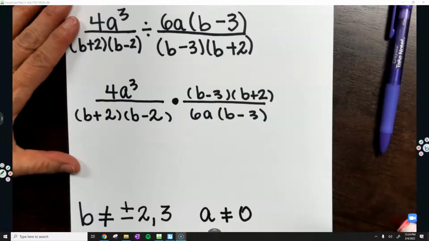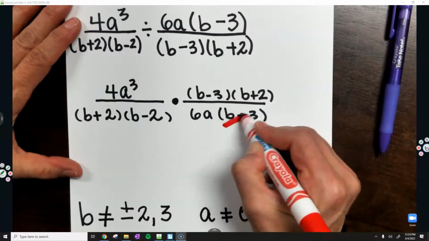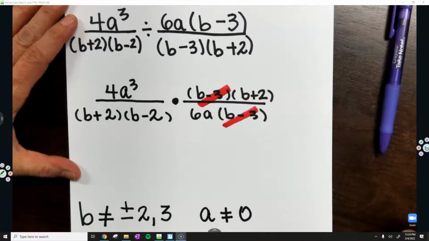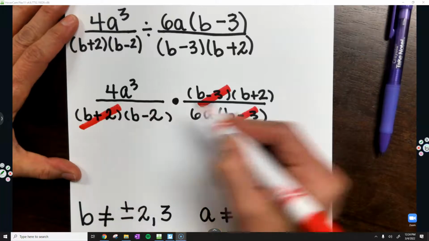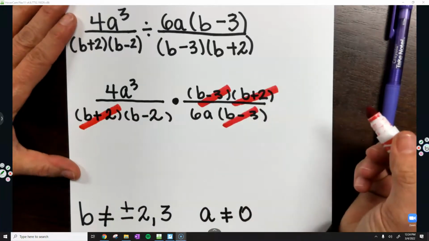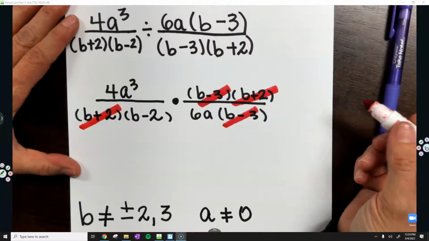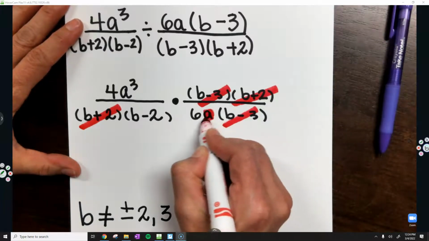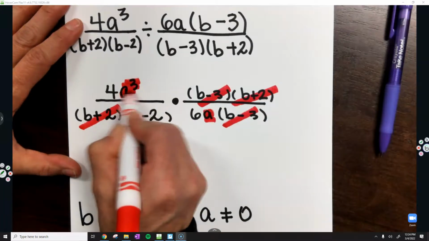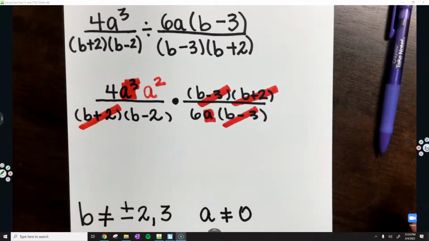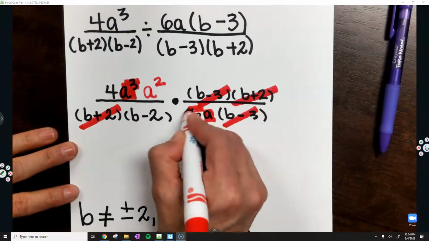Okay, so these minus 3's go away. And then do you see anything else? Oh yeah, the plus 2. There's still more. The A's, one of these a's down here is going to cancel out one of the a's at the top, and you're going to have a squared left. What about 4 over 6? Yes, let's rewrite that as 2/3. Good job.